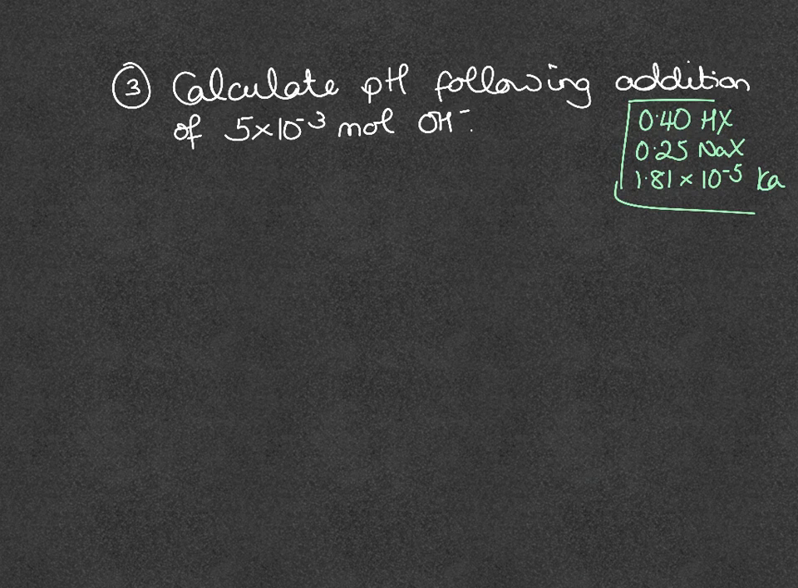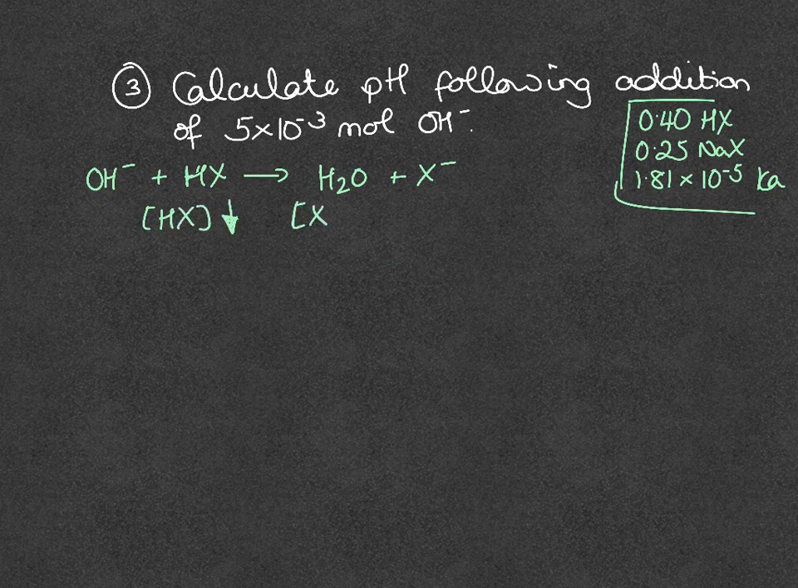So again, we need to think what's happening. So the OH minus is going to react with the HX. It's going to take its proton to make H2O and X minus. So that means that the concentration of HX is going down and the concentration of X minus is going up.